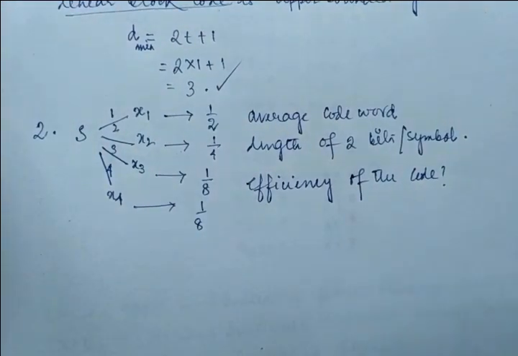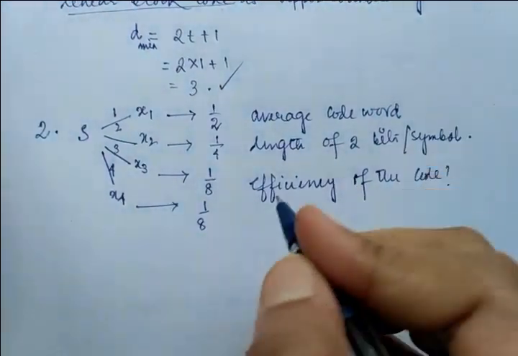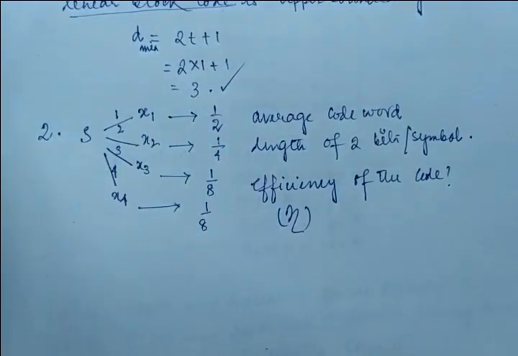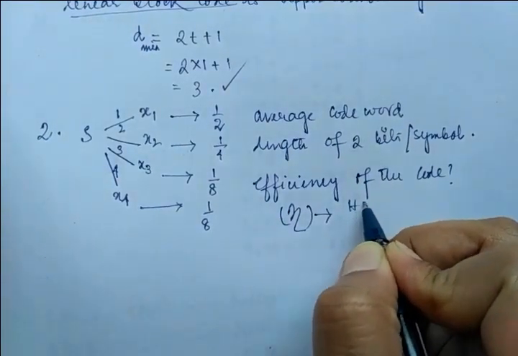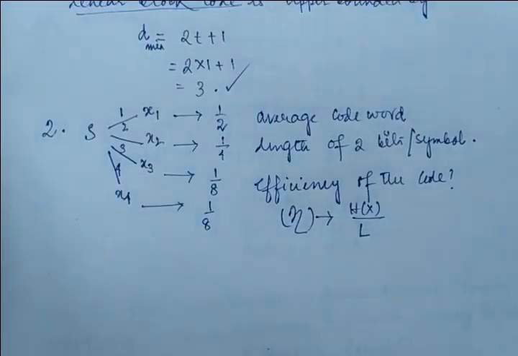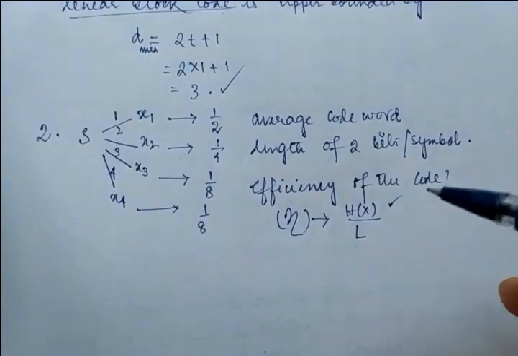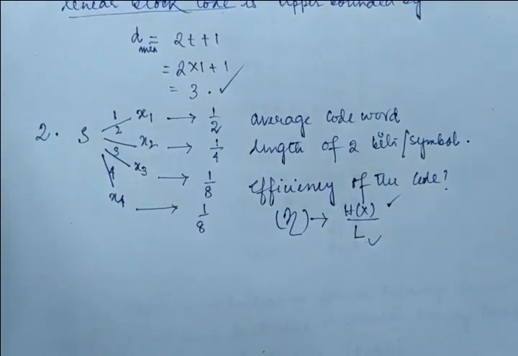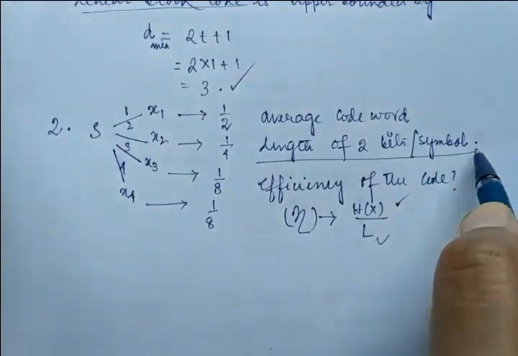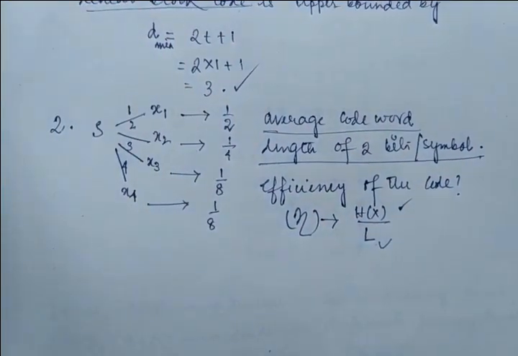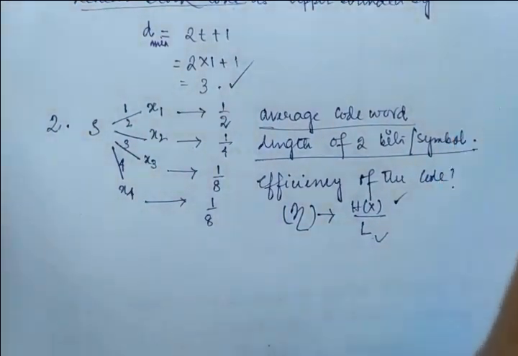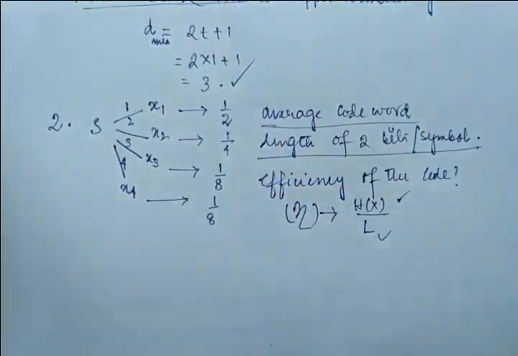So what is the formula for efficiency calculation? That is nothing but eta. Efficiency is denoted by eta. But before calculating eta, you have to calculate the entropy first, because eta is related to Hx by L, where Hx is the entropy and L is the average code word length that is already given. You have to know each and every parameter of information and coding theory very well, and based on that you will be able to solve all the problems.